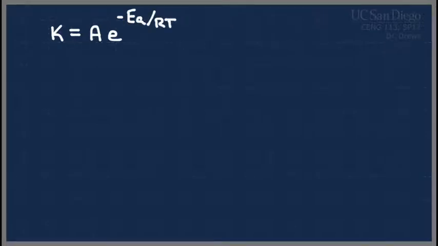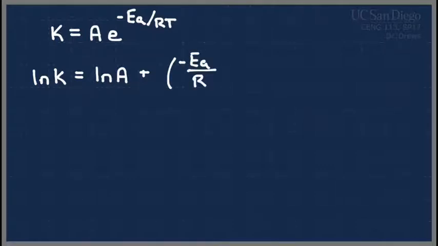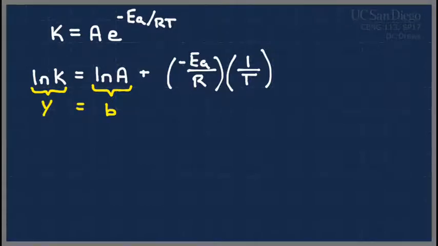If you take the log of both sides, natural log of both sides, you get that the log of K is equal to the natural log of A plus negative EA over R times 1 over T. And you've probably seen this sort of a relationship before in like a chemistry class, maybe not that exact one, but essentially what this looks like is a straight line. So if I call this Y and this B, which is the intercept, the slope M is equal to minus EA over R, and the independent variable becomes 1 over T.